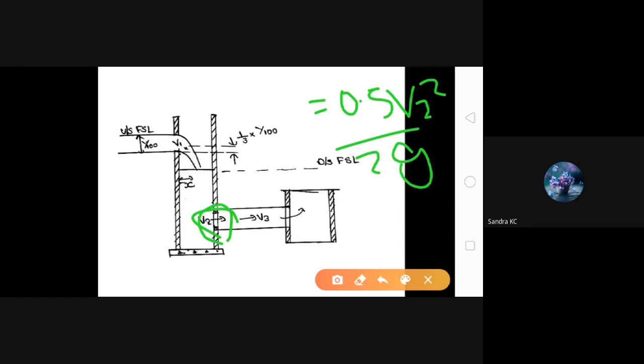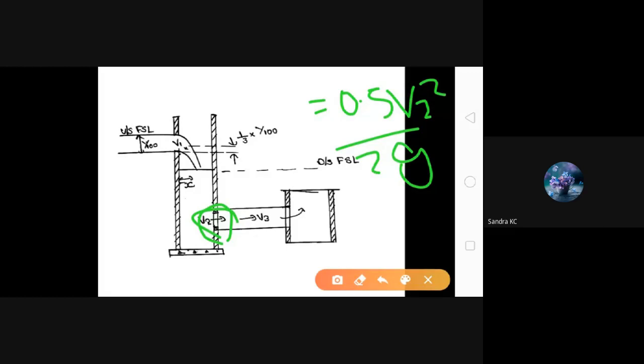Okay, what's the value of head loss at entry? 0.663. Okay, then we need to determine the head loss due to sudden enlargement.